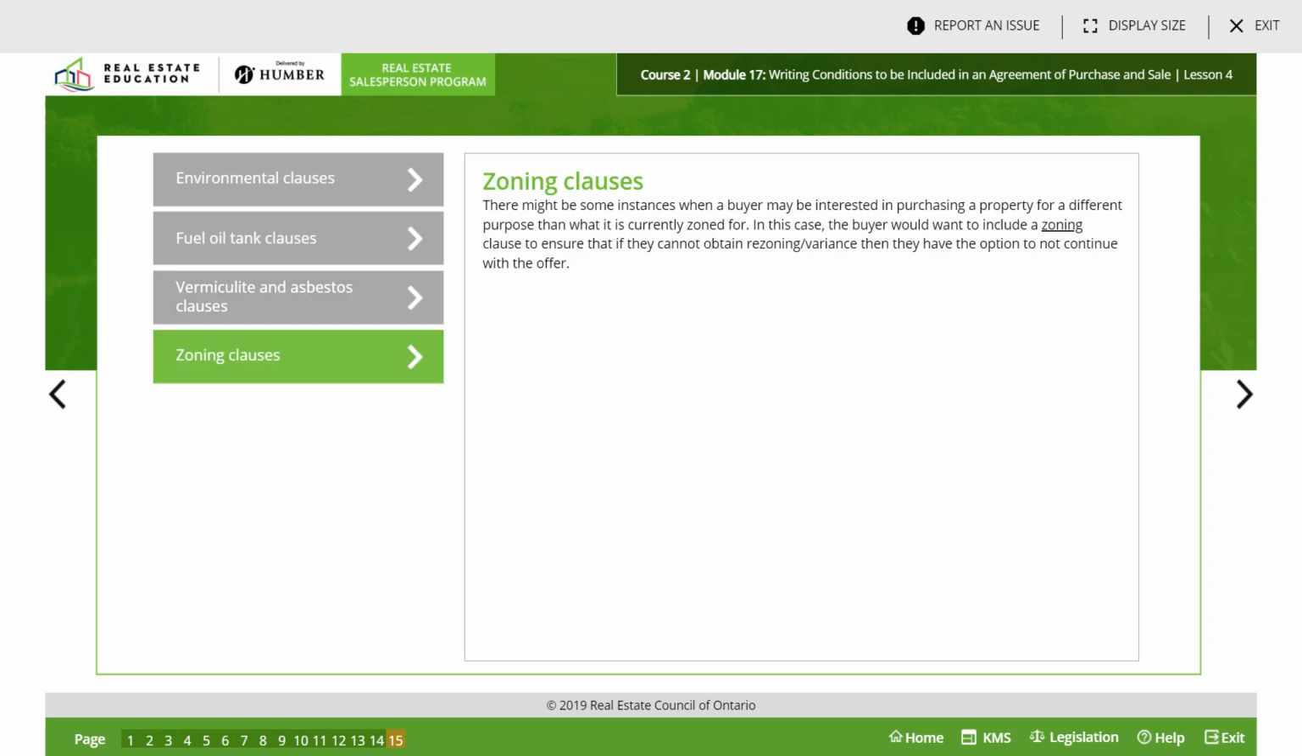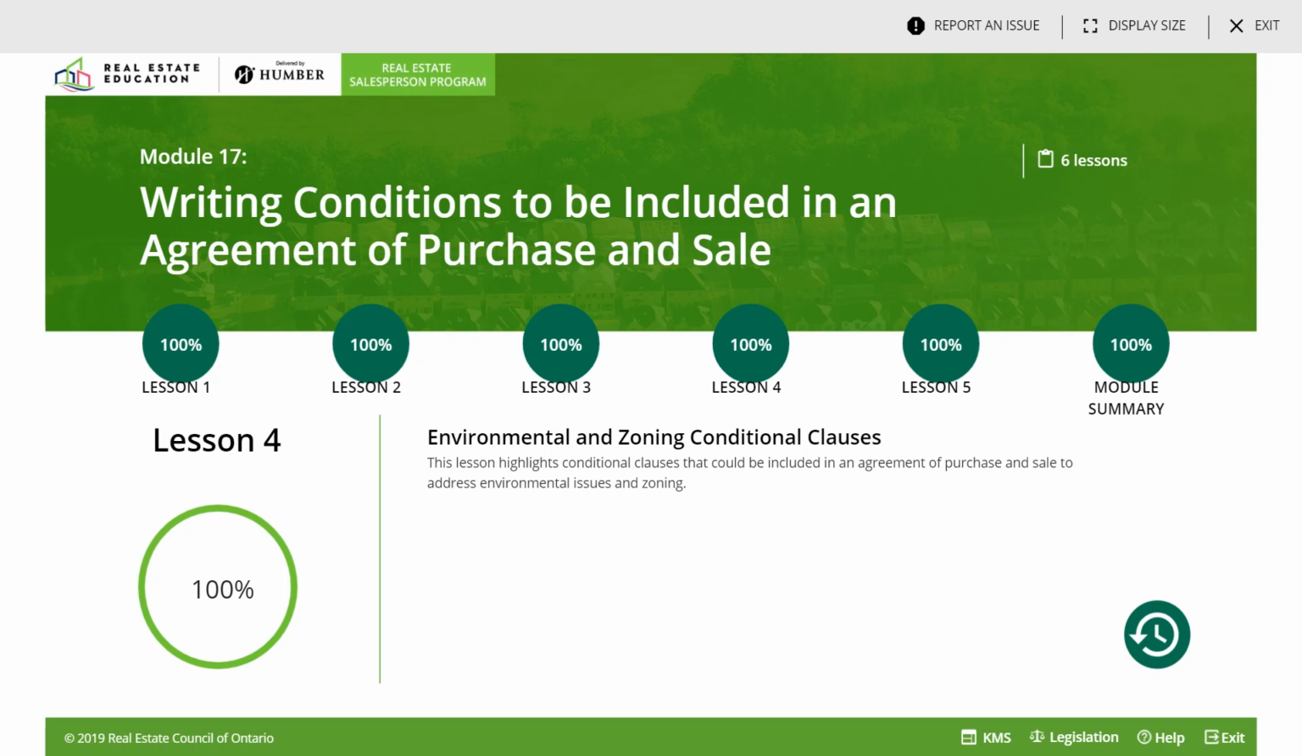Zoning clauses. There might be some instances when a buyer may be interested in purchasing a property for a different purpose than what is currently zoned for. In some cases, the buyer would want to include a zoning clause to ensure that if they cannot obtain a rezoning or variance, then they have the option to not continue with the offer.